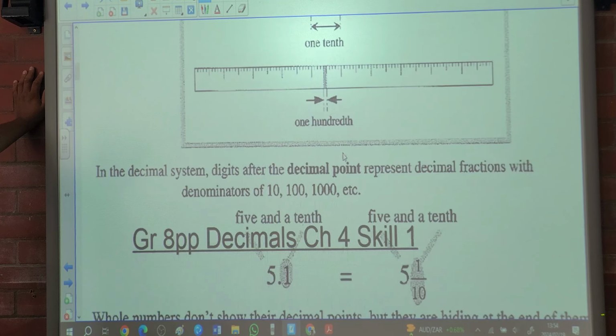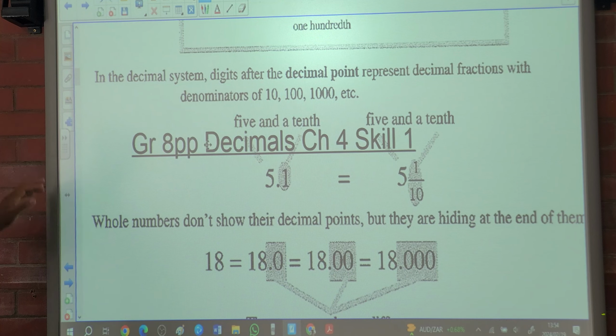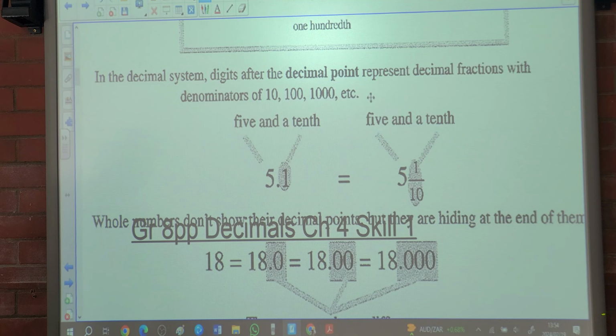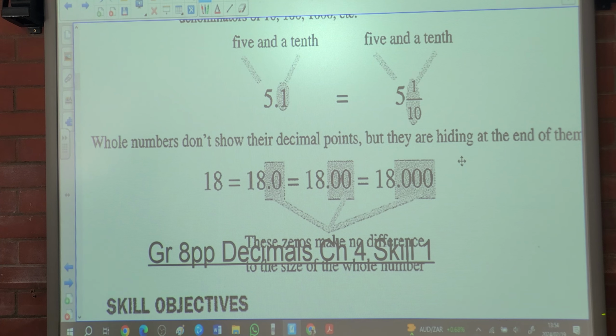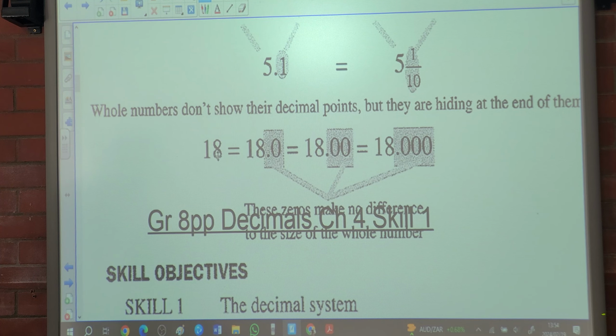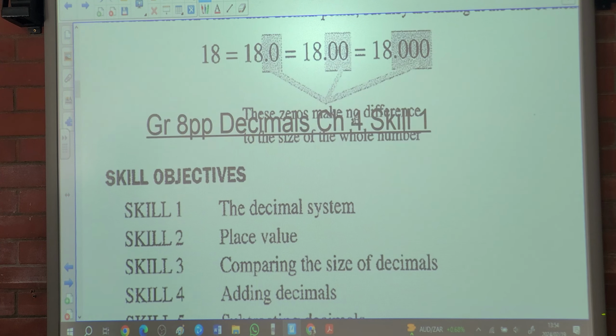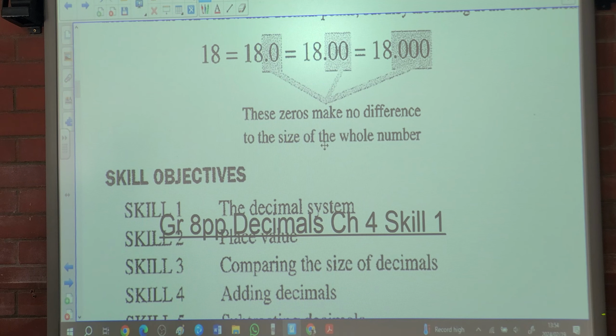Can you see that, people? In the decimal system, digits after the decimal point represent the decimal fraction with denominators of 10, 100, 1,000 and so on. Whole numbers don't show the decimal point, but it is hiding at the end of them. So 18 can be written as 18,0, or 18,00, or 18,000. These zeros make no difference to the size of the whole number. In other words, they don't have a place value.